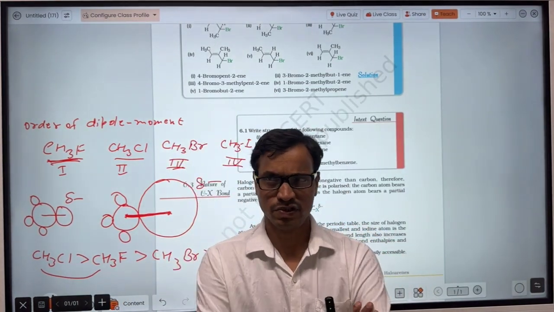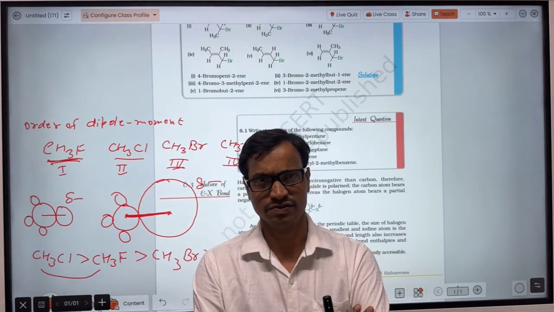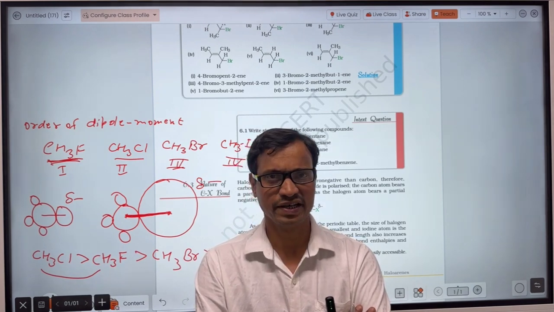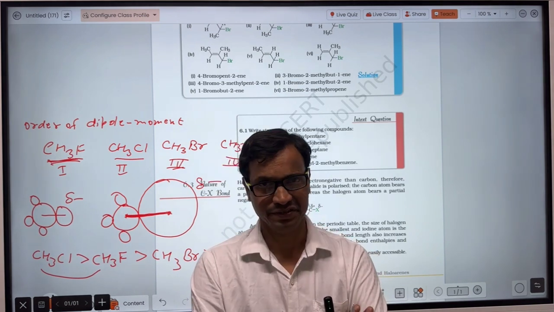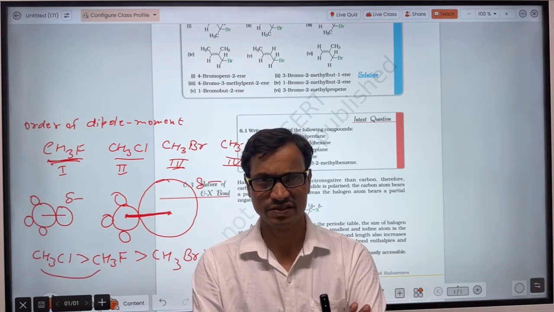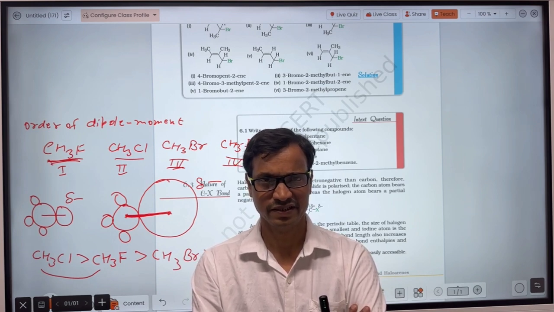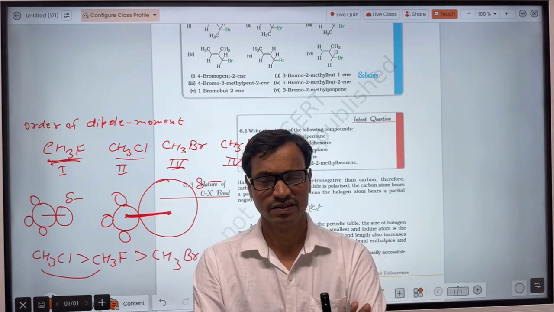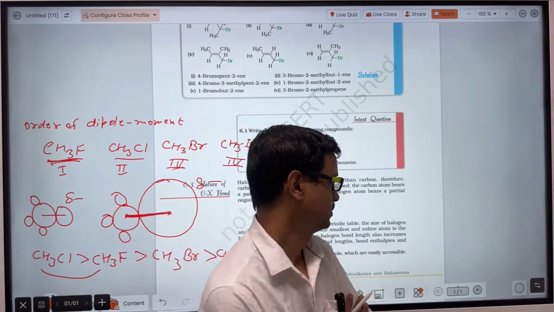The correct option was that the electronegativity of chlorine is not very much less than that of fluorine, but the size of the chlorine atom is very large compared to that of fluorine. So the product of the negative charge on the chlorine and the C-Cl bond length will be greater than that of the negative charge on the fluorine atom and the C-F bond length.